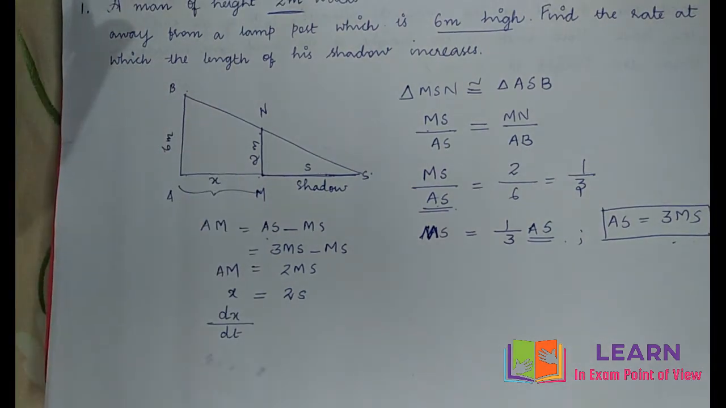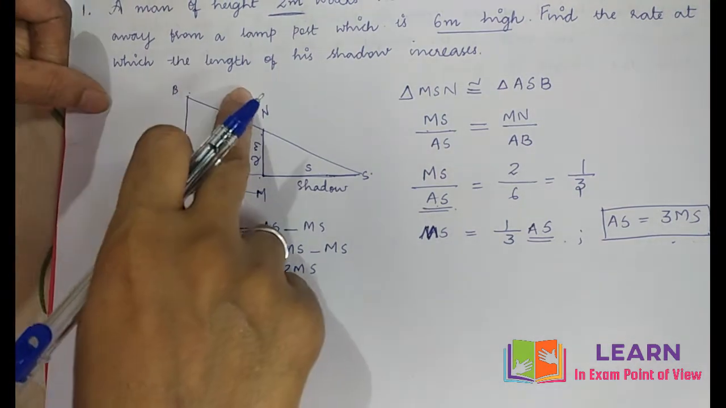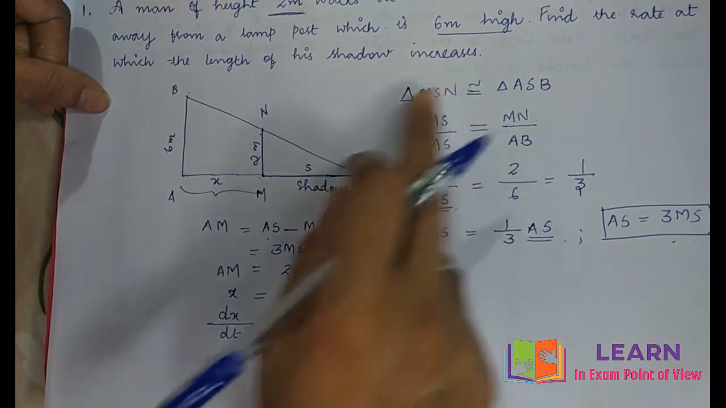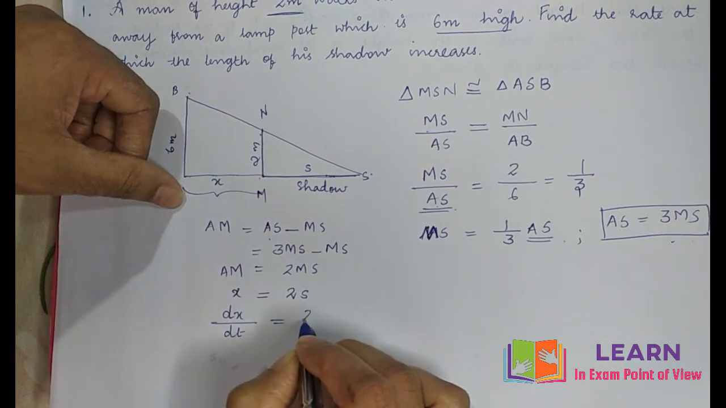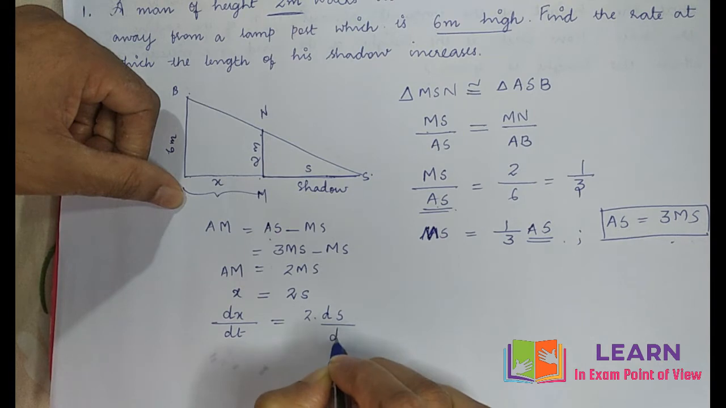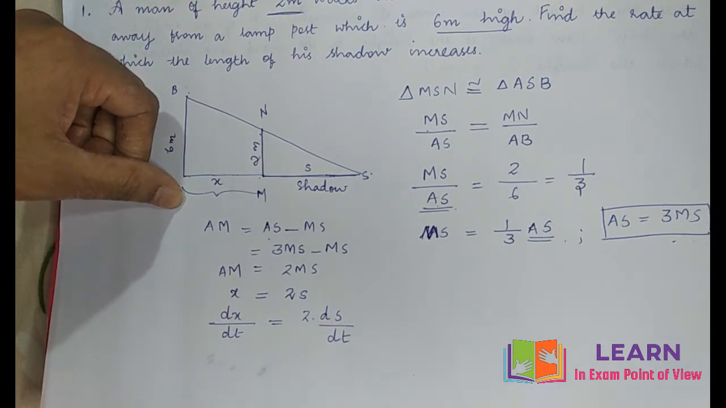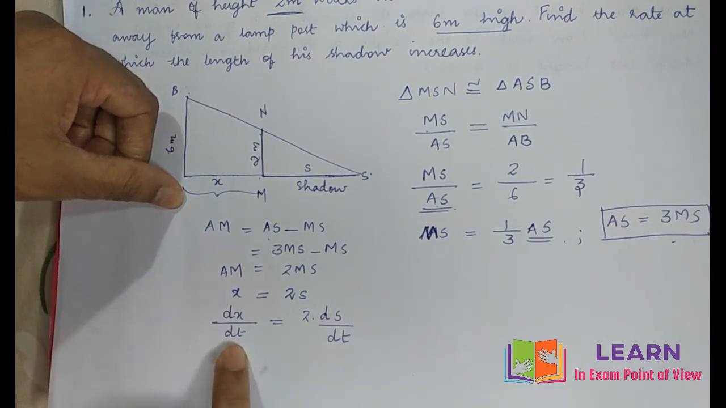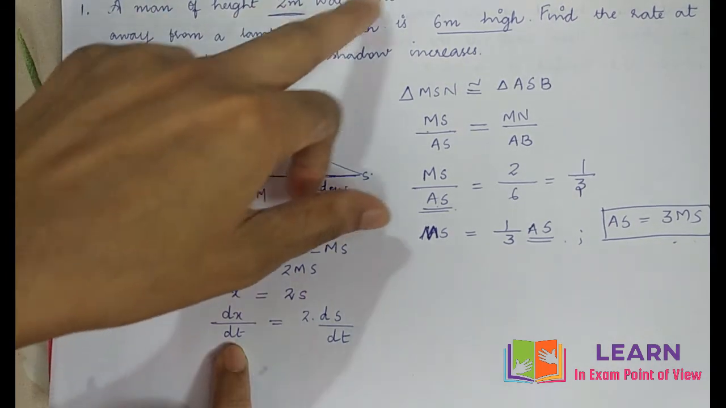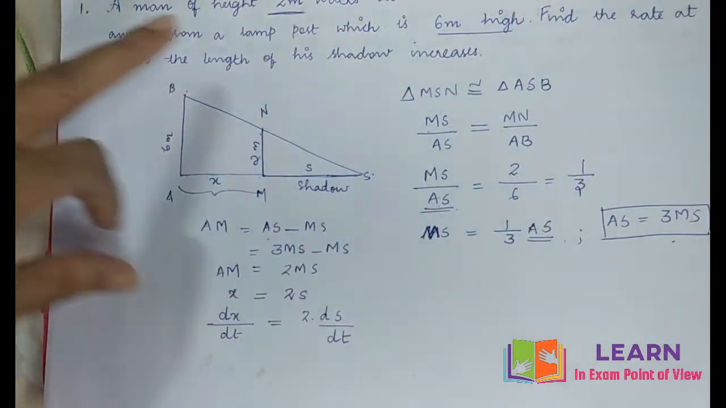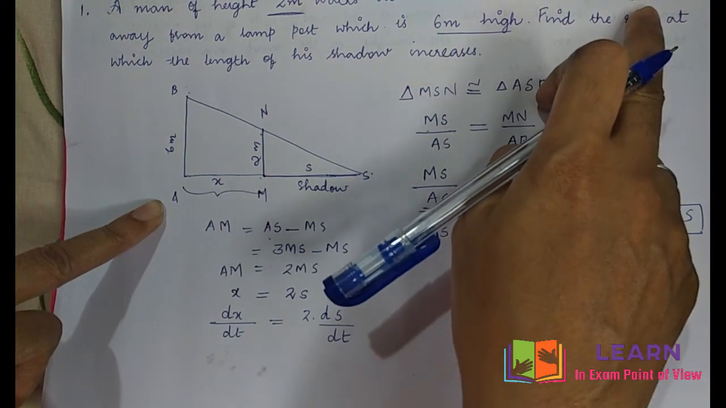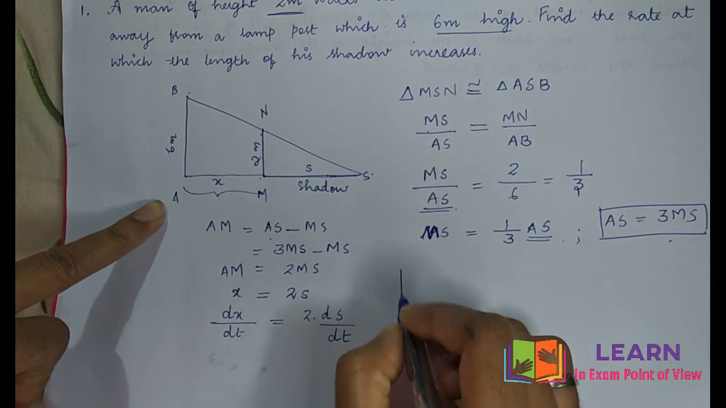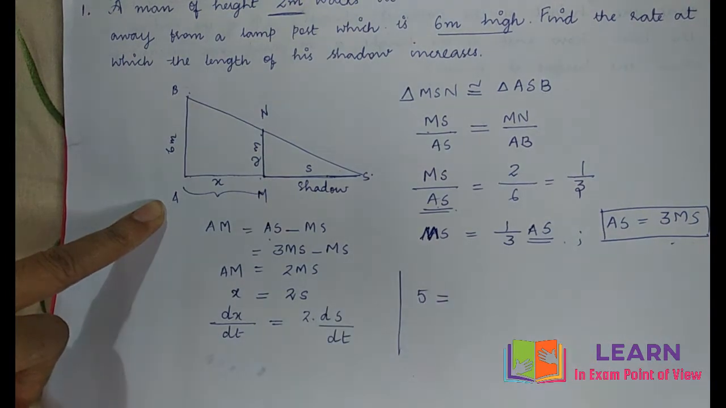We need the rate at which the length of the shadow is increasing. So with respect to time, we can differentiate. This is equal to 2 into ds by dt. So dx by dt means the man of height 2 meter walks at uniform speed 5 kilometer per hour away from the lamppost. So this dx by dt is given as 5 kilometer per hour. So you can substitute 5 as dx by dt.